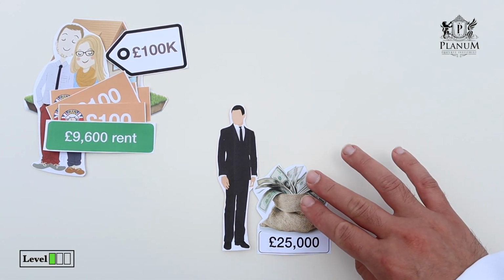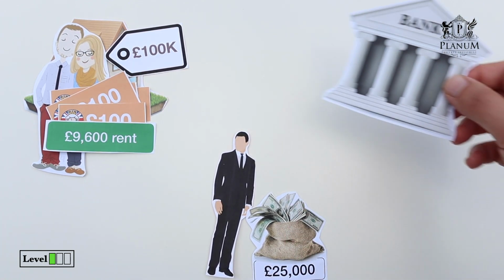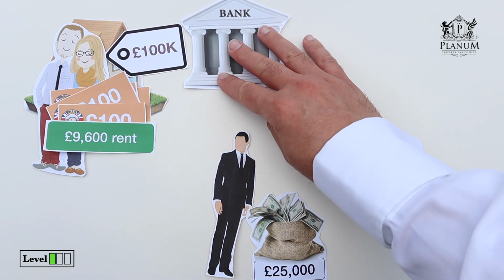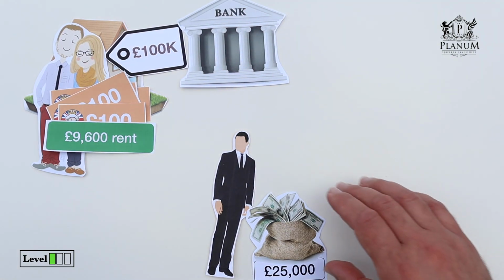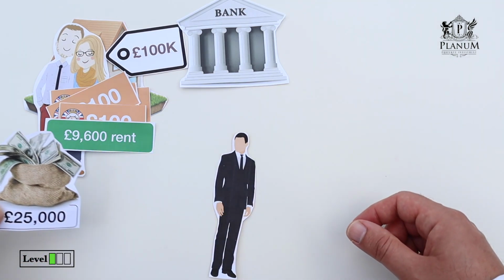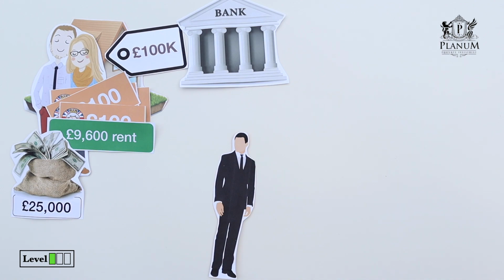Of course, to be able to buy a £100,000 property with the £25,000 you've got, you have to go to a bank and borrow the remaining £75,000. This way, your £25,000 is generating £9,600 of income for you per year.